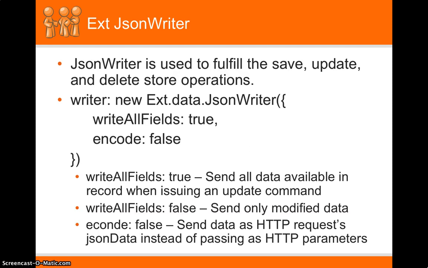So the Ext JSON writer is used to fulfill all of the save, update, and delete store operations. We'll be looking a little bit later on to see how to actually implement those operations. Right here you're going to see the JSON writer config options. Right now I have these two fields set: writeAllFields and encode false.